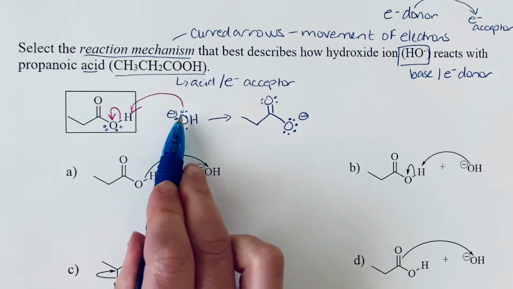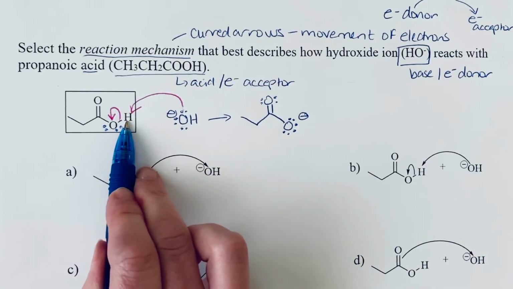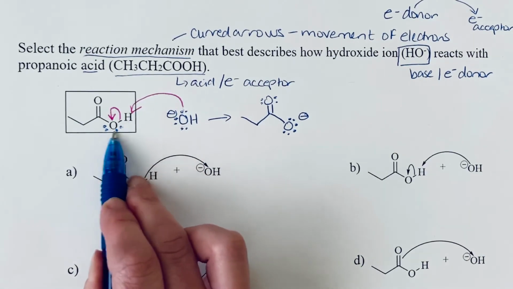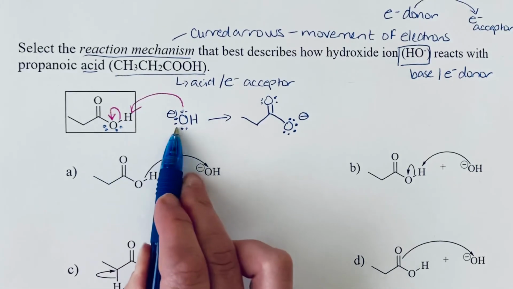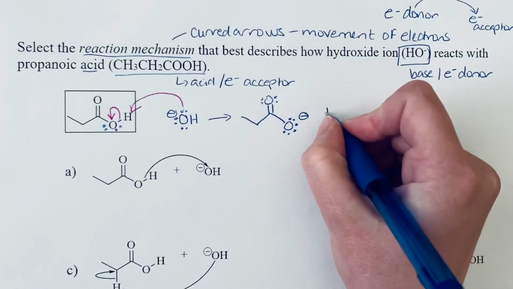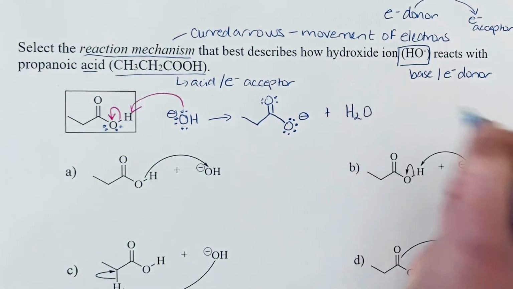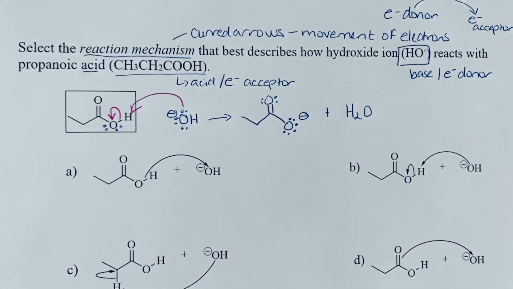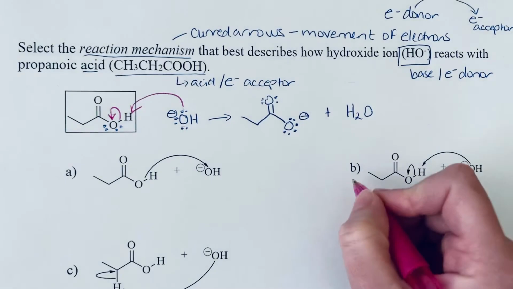And the base has formed a new bond with a hydrogen. And that hydrogen is no longer attached to anything else. So this hydrogen will simply be attached to the hydroxide, forming the conjugate acid of hydroxide, which is water. And so this reaction mechanism is consistent with what we see here in B.